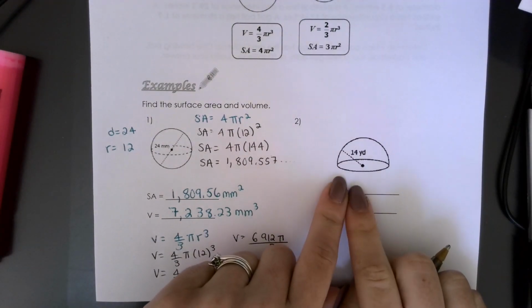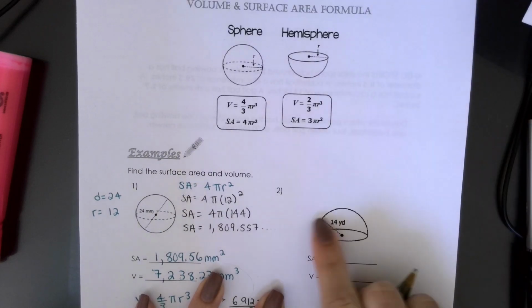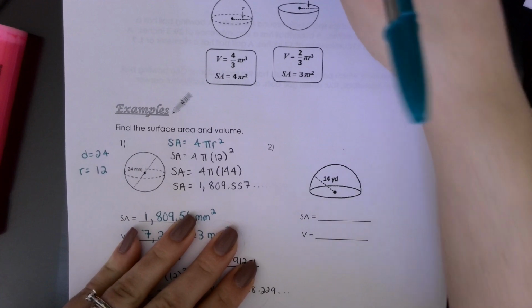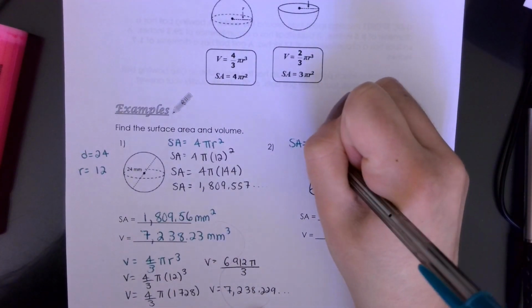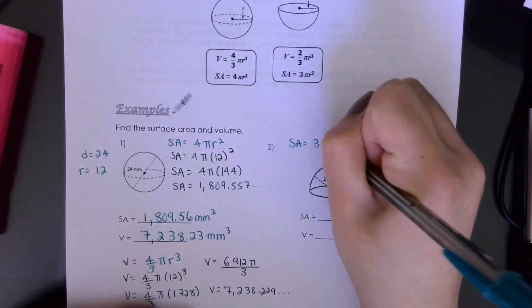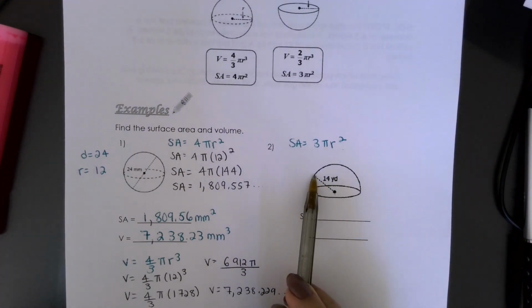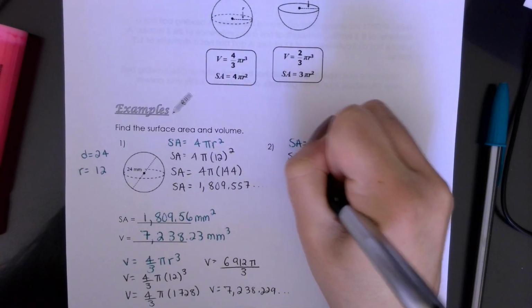Next, this is a hemisphere. It's not the whole sphere, so we're going to use these formulas over here to find the surface area and volume. So my surface area for a hemisphere is 3 pi radius squared. So let's ask, do we have a radius? Let's see. From the center to a point, yes, this is your radius. So now we're good to go. We just substitute in our value.